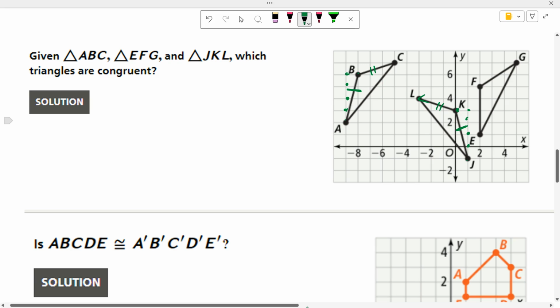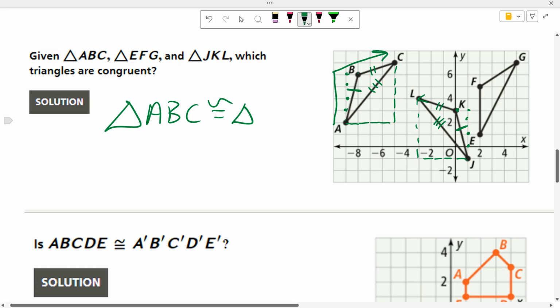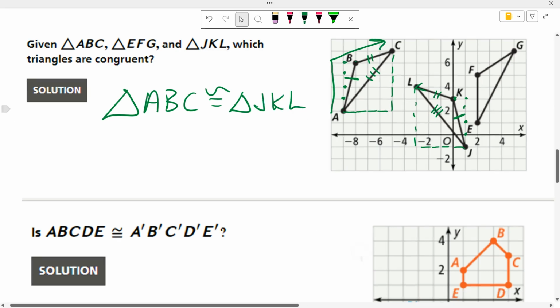So let's see if the long parts are congruent. From A to C, I go 1, 2, 3, 4 over, and 1, 2, 3, 4, 5 up. 1, 2, 3, 4 over. 1, 2, 3, 4, 5 up. That works. So triangle ABC is congruent to what triangle? Now we got to get letters in the right order. A to B to C, like that. So it has to be JKL. It happens to go in the same alphabetical order.